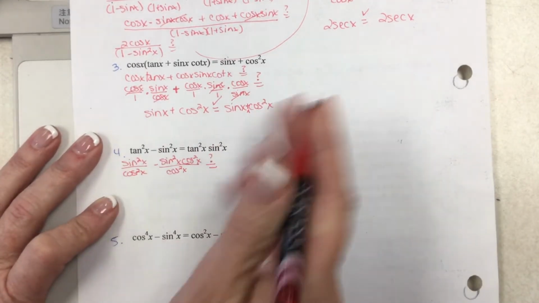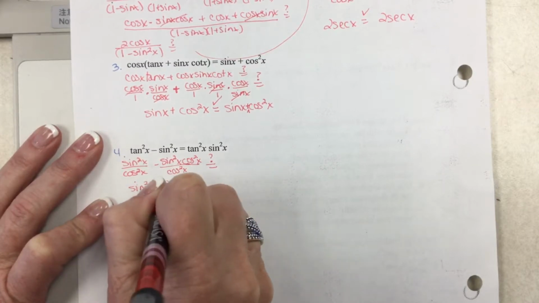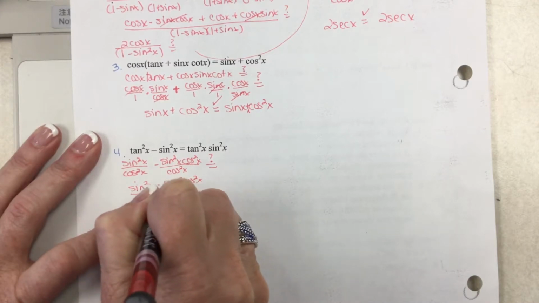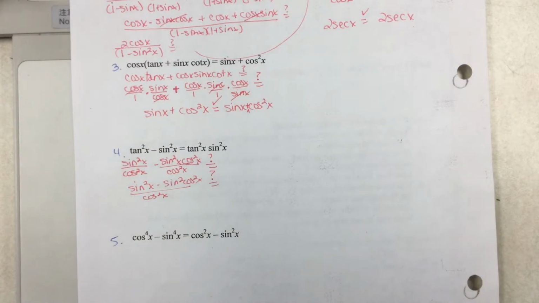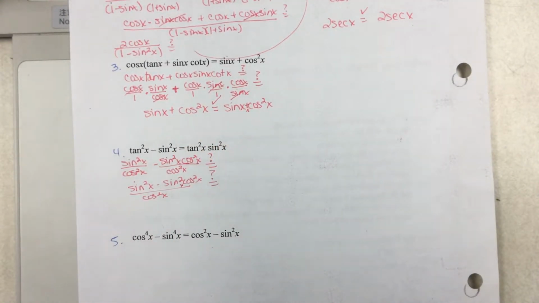All right, so now I'm just going to rewrite it with the common denominator because I really don't know where I'm going yet. Actually, that's a lie. I see it and I'm so excited, but I'm going to pretend that I don't see it. I have a what? Sine squared x minus sine squared x times cosine squared x. What do I get to do?